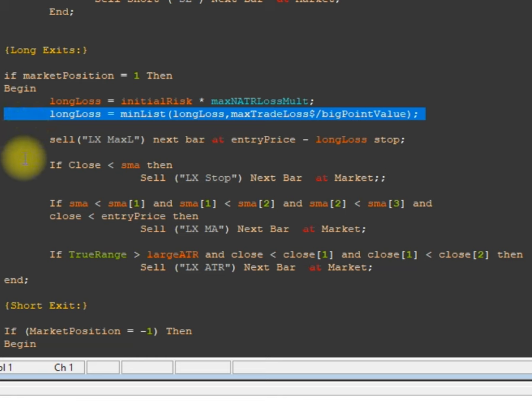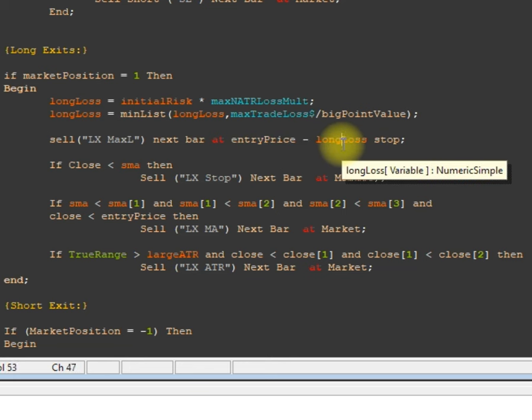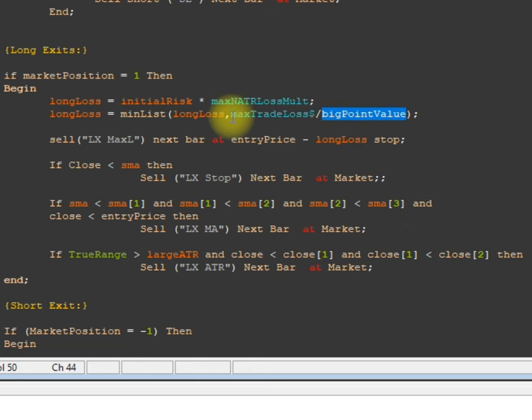And if that happens, we're going to put a sell order in at the next bar at our entry price minus the long loss. Okay, and this long loss is not a dollar value because we're converting it from a dollar value, the max trade loss, into a market price or market range. Okay, that's one exit. The next exit, if the close is less than our moving average, meaning that if the close works its way down from the upper Bollinger Band to the middle of the bands, we're going to get out at the market. Okay, and whatever happens first, do we get stopped out with a loss, or do we get stopped out by hitting the mid band?